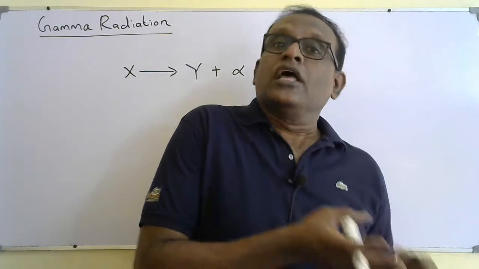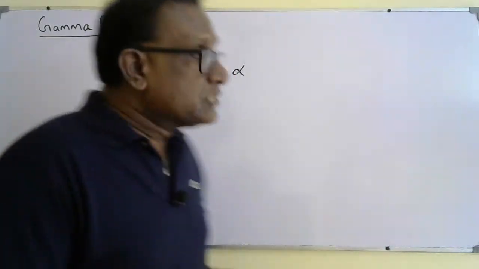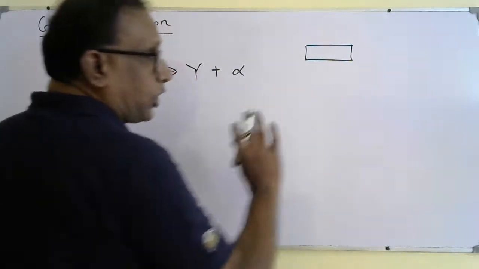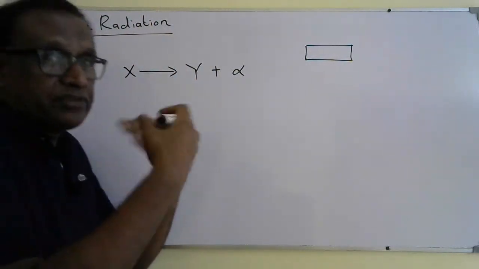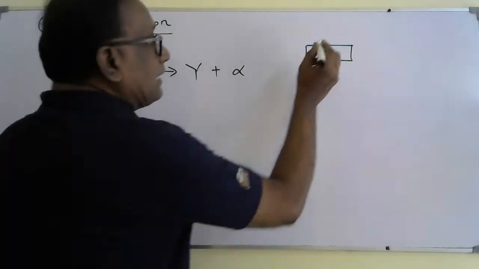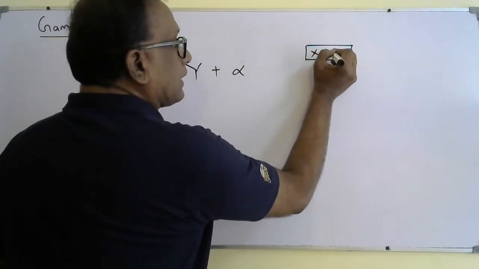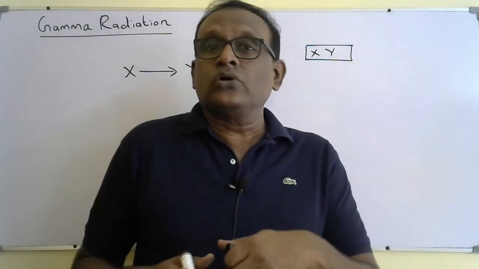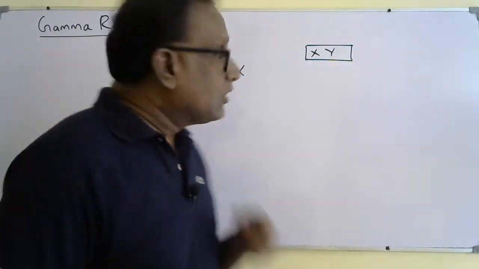So it will try to become a more stable nucleus. The given sample initially consists purely of X, but after a certain time it will consist of both X and Y. In case Y is also an unstable nucleus, then what will happen?